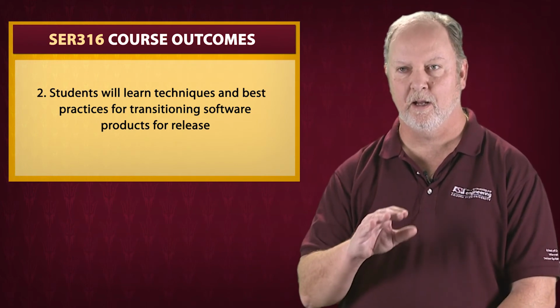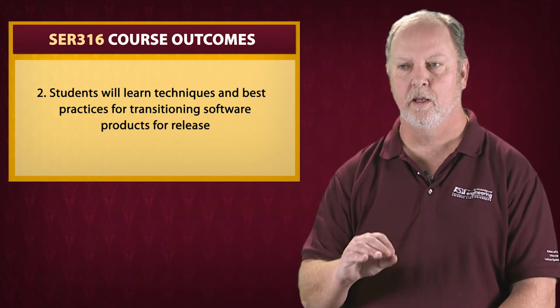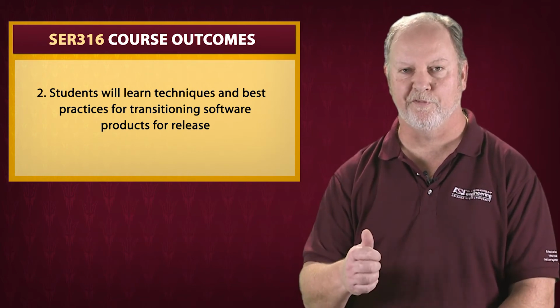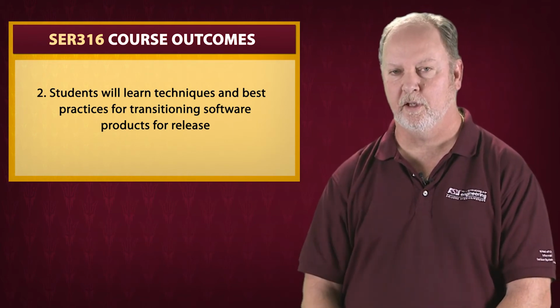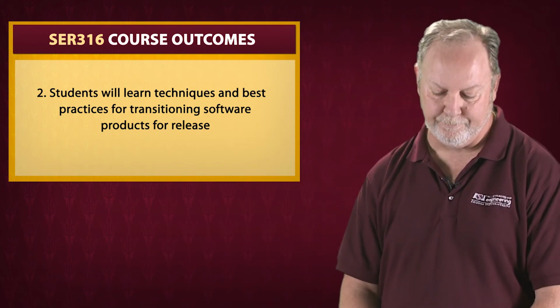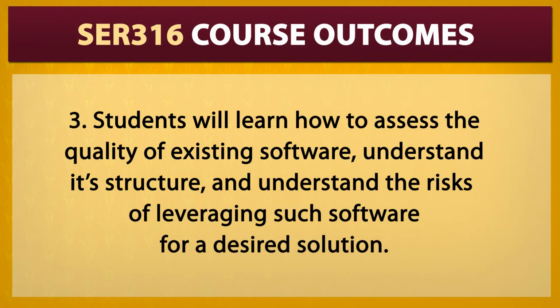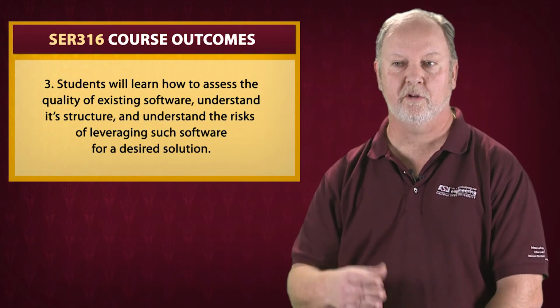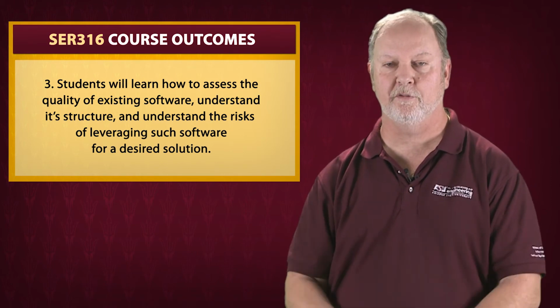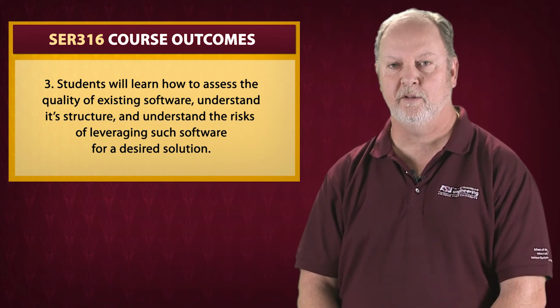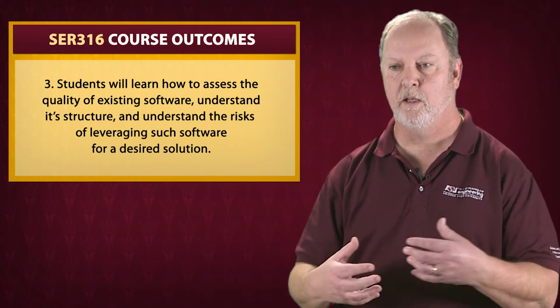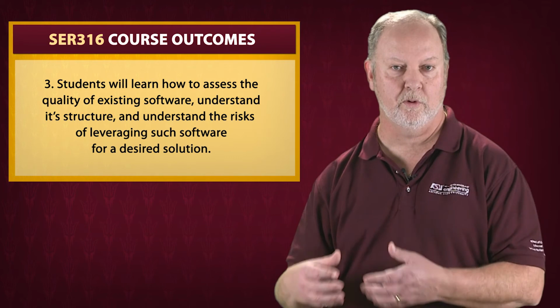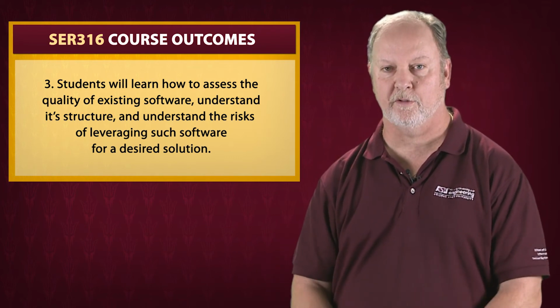As an aside, I'll say, again, our goal here isn't to just write code to get it working. It's to write code that's maintainable, is highly performing, is understandable, and all those abilities about software engineering, and put that into practice. Course outcome 3, students will learn to assess the quality of existing software, understand its structure, and understand the risks of leveraging such software for a desired solution. What this means is you're going to be working with existing code bases already. You're going to start with what will seem to you to be a lot of lines of code already and have to understand an existing system. And you'll also have to learn how to evaluate software that you can get on the market, either open source or what's called commercial off-the-shelf software, or COTS software.